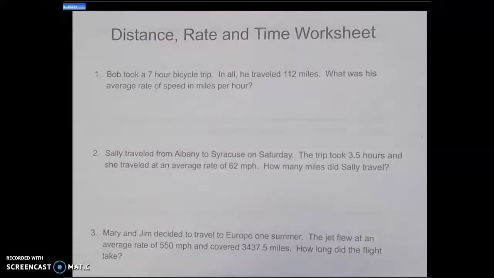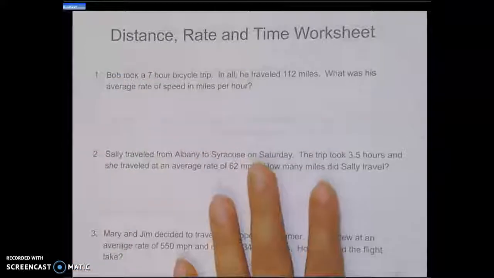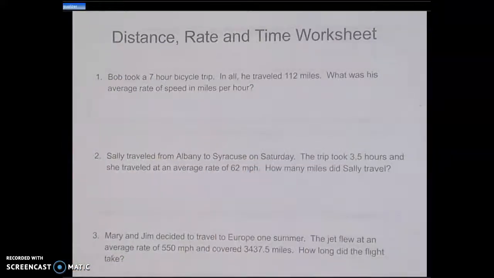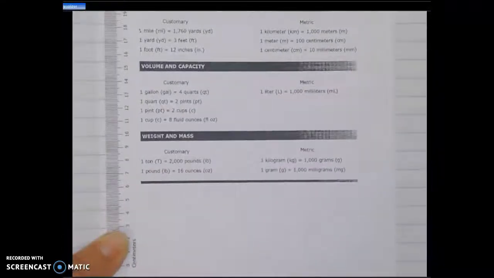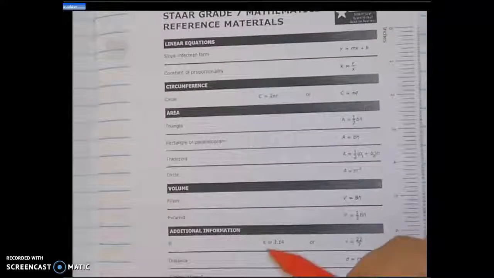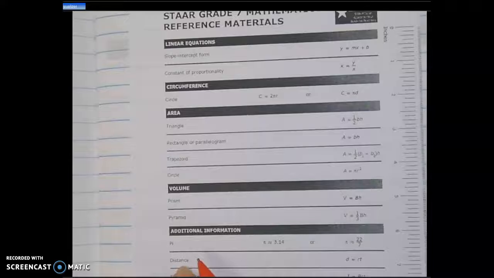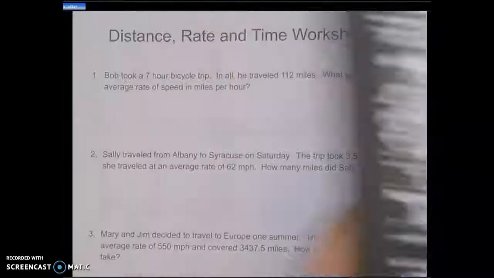This is a video to help you complete the distance, rate, and time worksheet station. I want you to open your journal to your formula chart. And if you look on here, on the side that looks like this, you will see down here, distance, and it gives you the formula D equals RT. I'm going to help you use this to solve the problems on the worksheet.